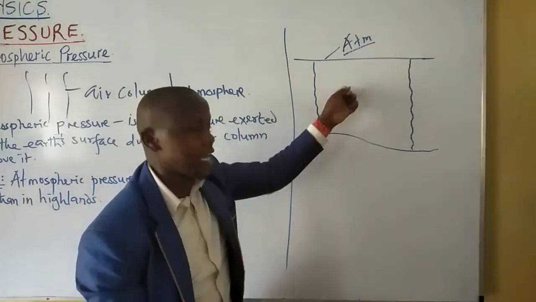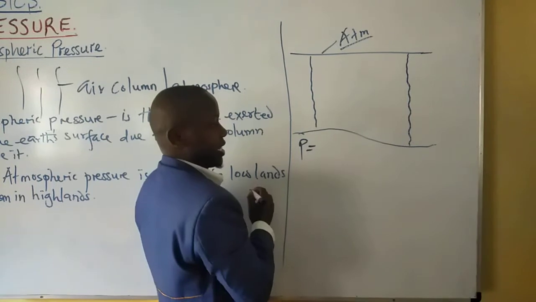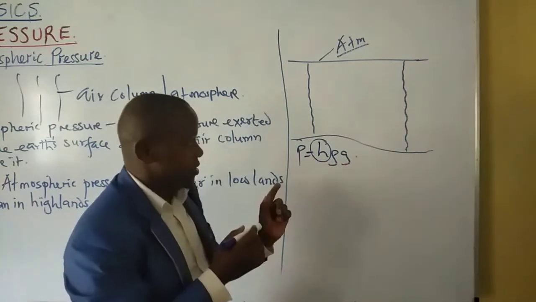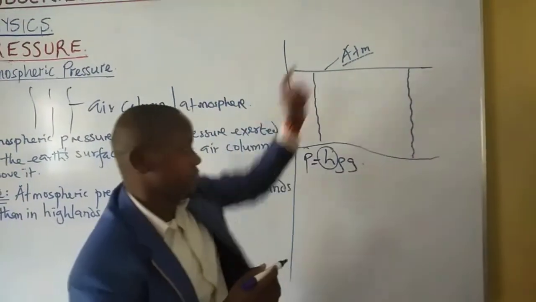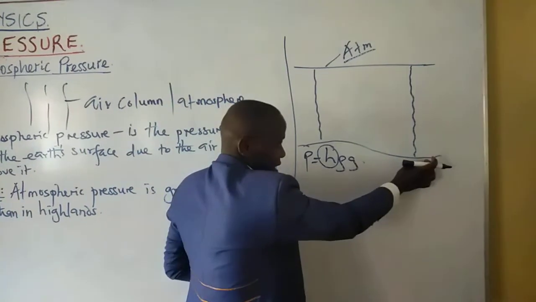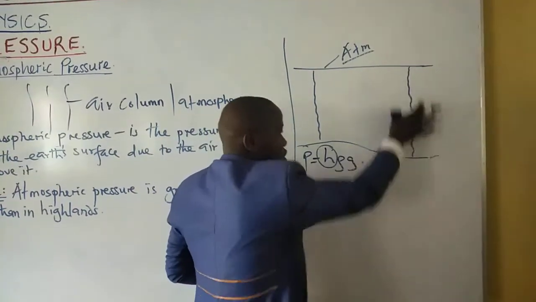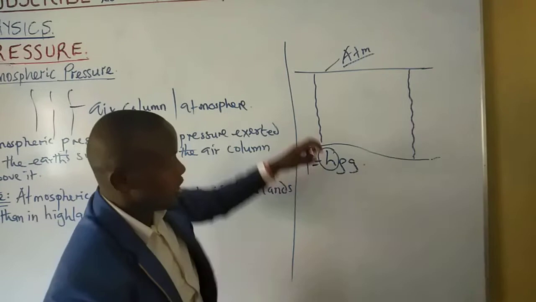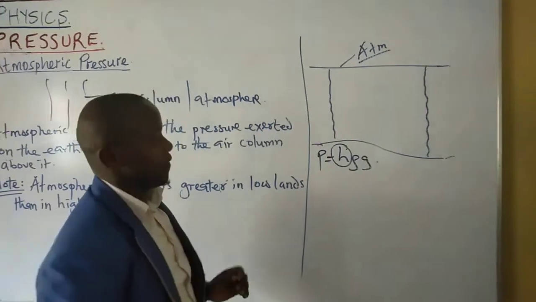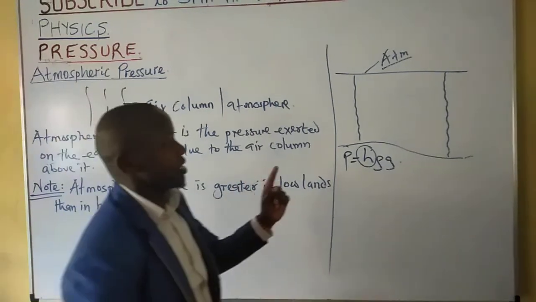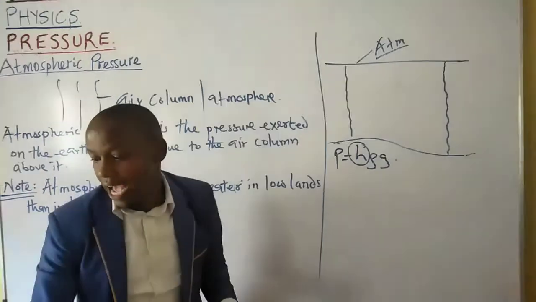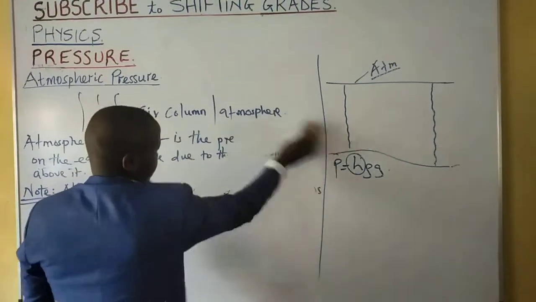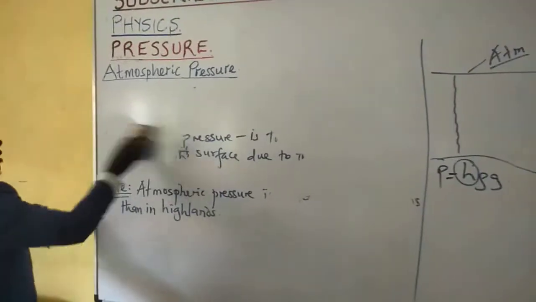And we know that air is a fluid. And we say pressure formula is given by h rho g. Therefore, because we have a large height in the lowlands, a height of air which is very large, then we can say that in the lowlands, because of the long column of air, the atmospheric pressure which will act here will be greater than the pressure which is going to act in highlands. Therefore, we conclude that pressure in lowlands is greater than the atmospheric pressure in highlands.